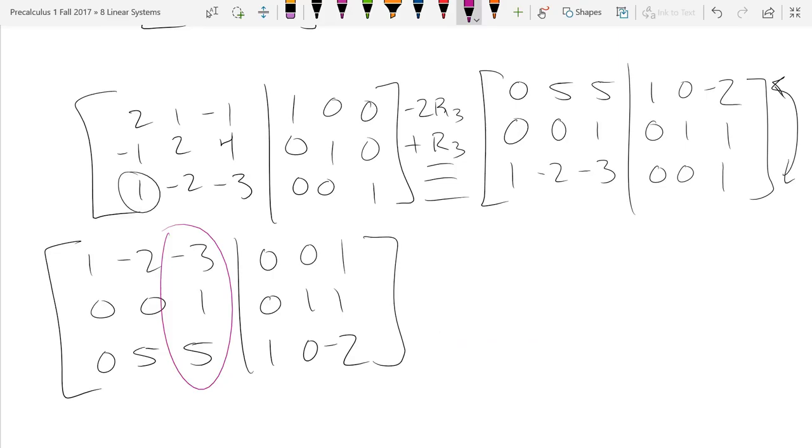What entry in column 3 should I use to get rid of the other entries? Oh, we already got a 1 right there. So we're just going to use that 1 and knock out everything else in column 3. So how do I do that? Add 3 row 2 to row 1. So we got plus 3 row 2. That will take out the negative 3. Now down at the bottom, that 5, that's a minus 5 row 2. So these two moves should clear out column 3. And then we'll deal with column 2.